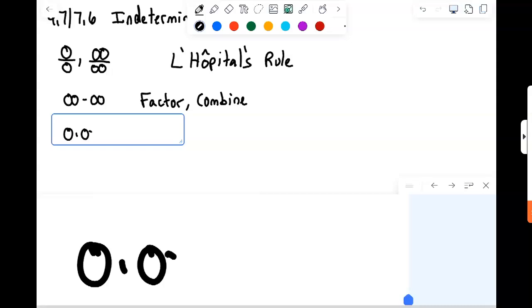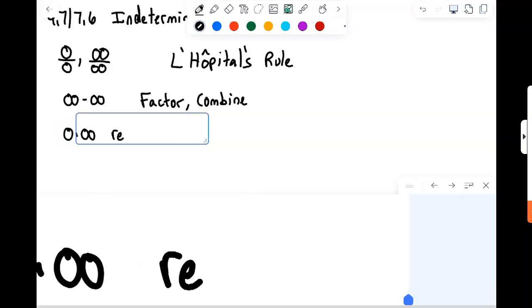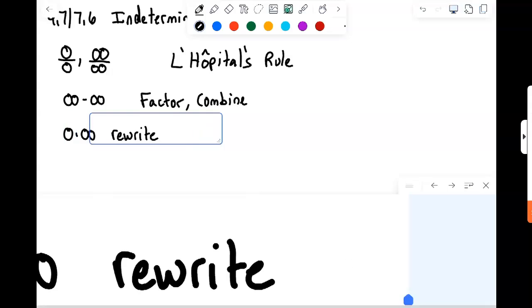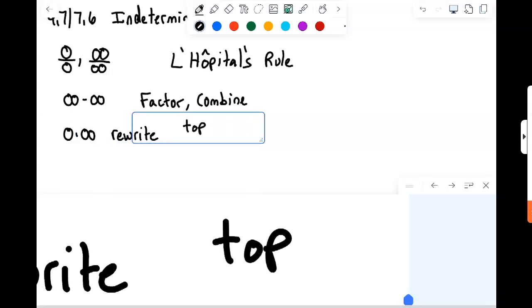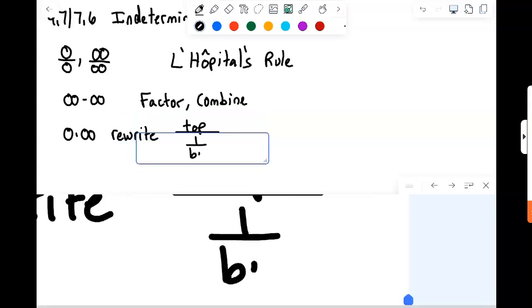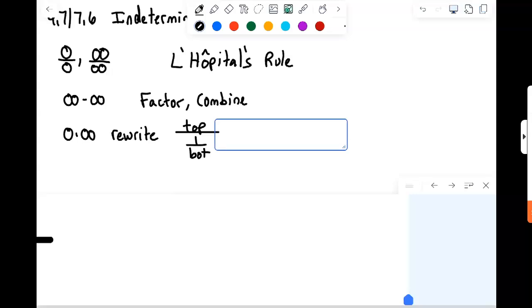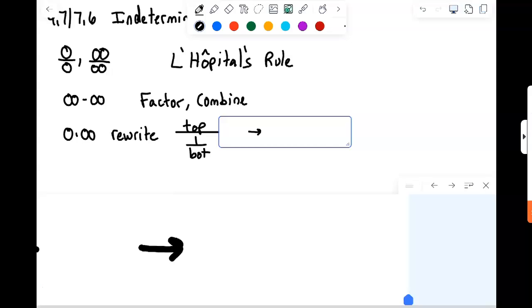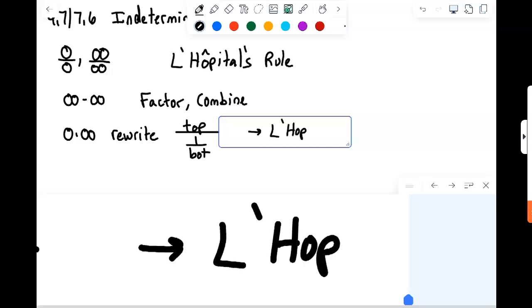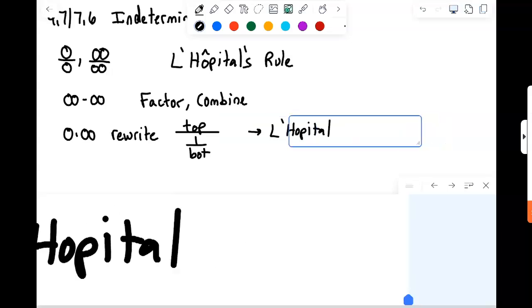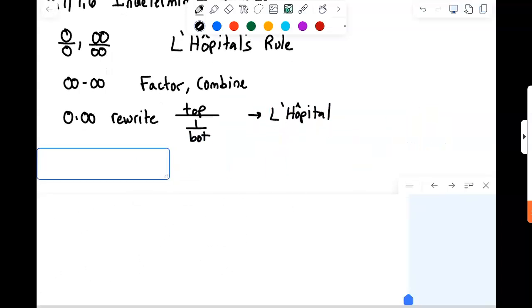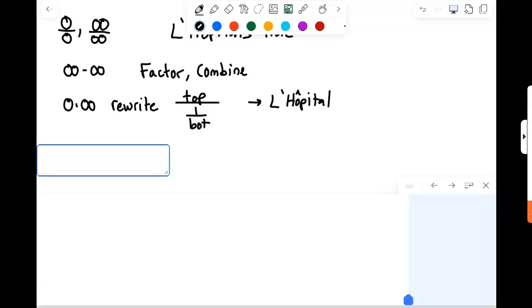With 0 times infinity limits, remember what we do is rewrite it as one of the two things up in the top over the reciprocal of the other. So when you have that product there, one of them goes to the top, and it's 1 over the reciprocal of the other. That gets us to a 0 over 0 limit, and then we can go to L'Hopital's rule and give it the surgery that we need.